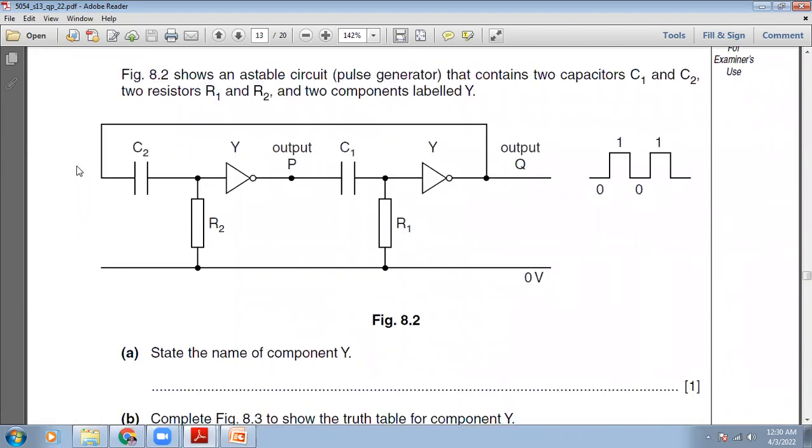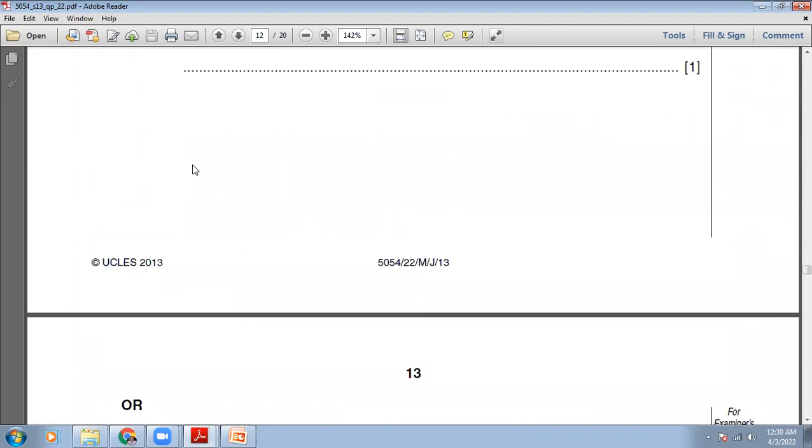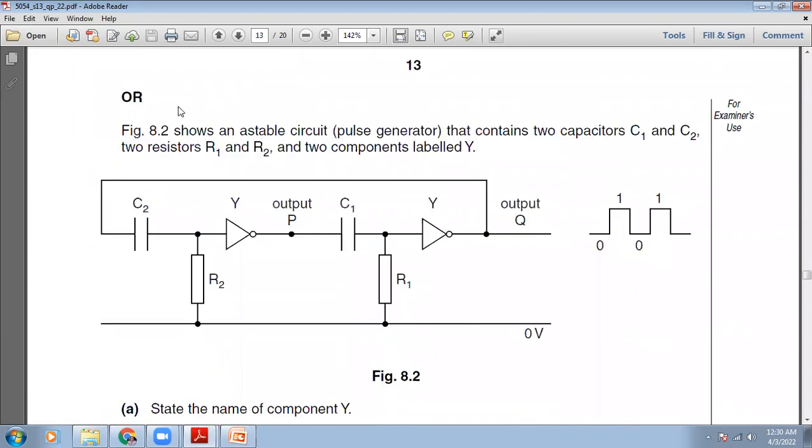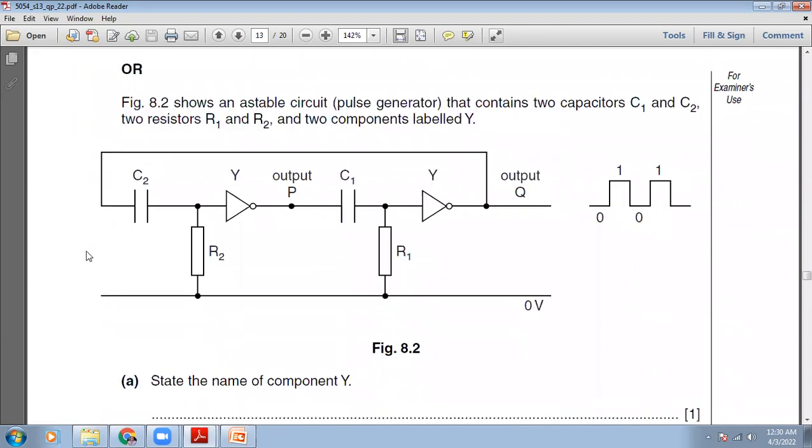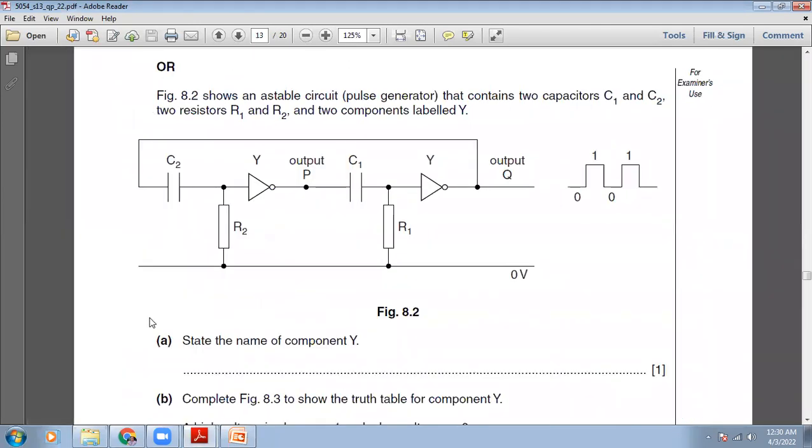So figure 10.2, or you can do the upper portion, or you can do it in question number 8. This portion is coming from the electronics. It says the figure 8.2 shows an astable circuit pulse generator that contains two capacitors C1 and C2, two resistors R1 and R2, and two components labeled Y. It says state the name of the component Y. The component Y, this one.